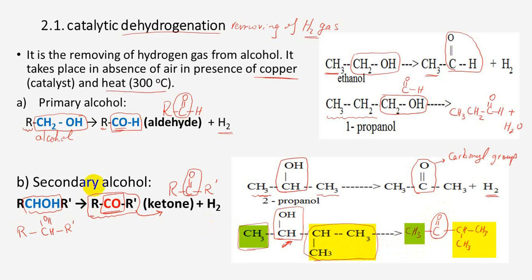So secondary alcohol upon catalytic dehydrogenation will change into a ketone compound in addition to hydrogen gas. This is the catalytic dehydrogenation for primary and secondary alcohol. So primary and secondary alcohols undergo catalytic dehydrogenation, whereas tertiary alcohol doesn't react.